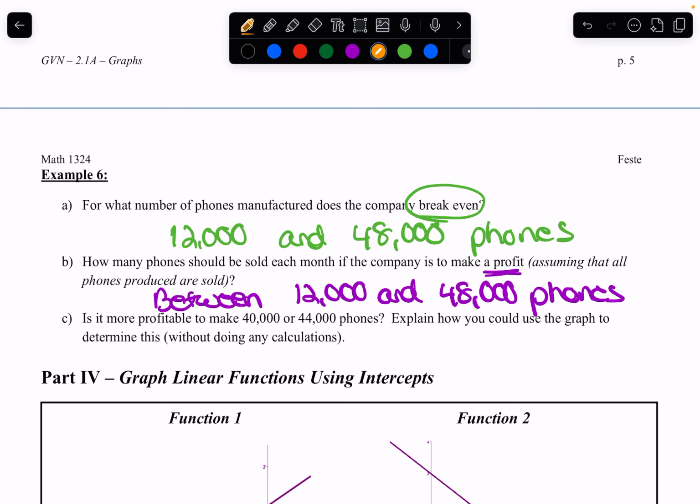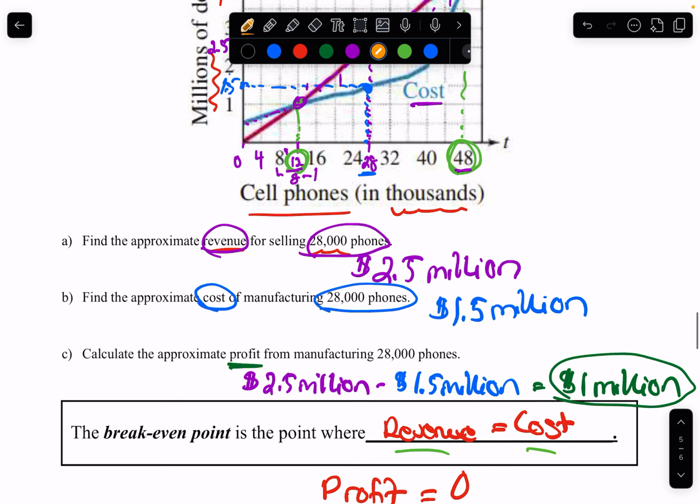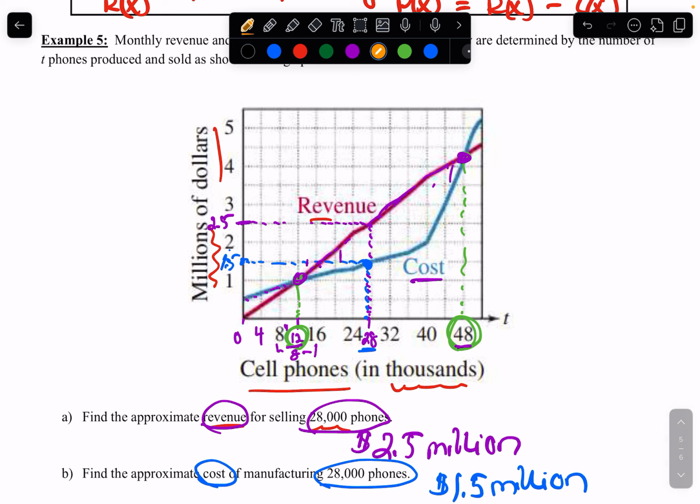Is it more profitable to make 40,000 or 44,000 phones? Explain how you could use a graph to determine this without doing any calculation. So let's look at this. 40,000 is right here. If I go to the cost and then jump up to revenue, this is the profit, how much money the company gets.